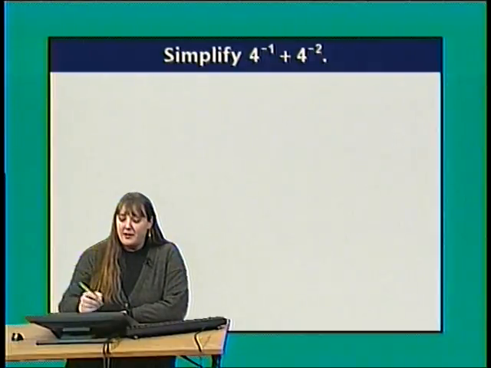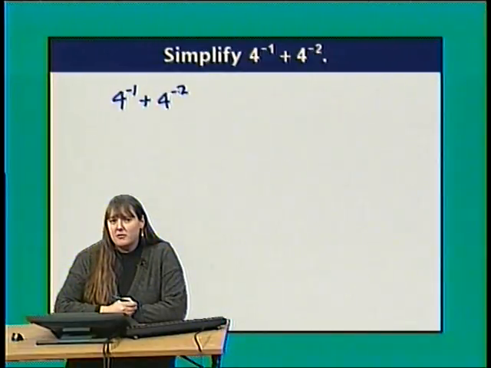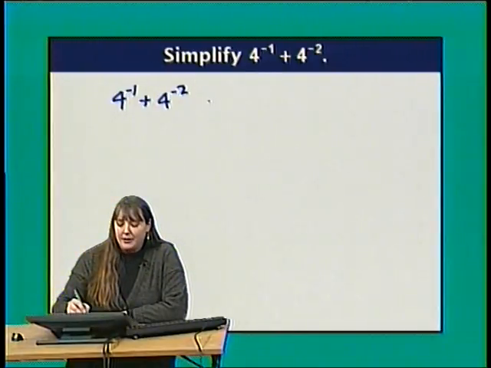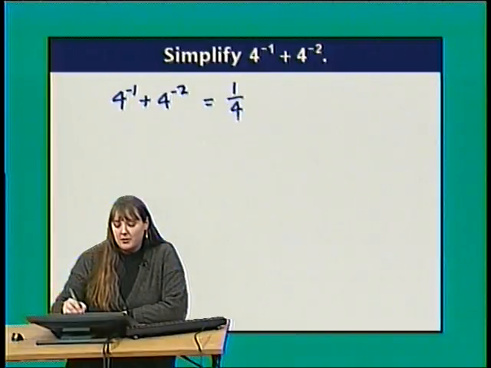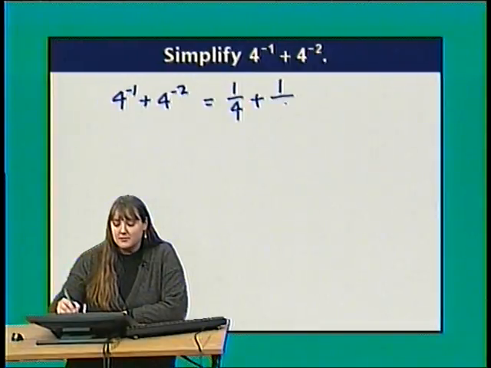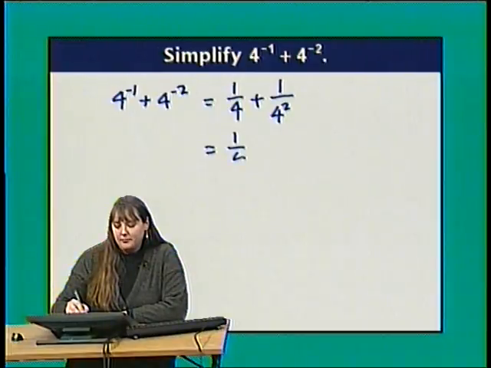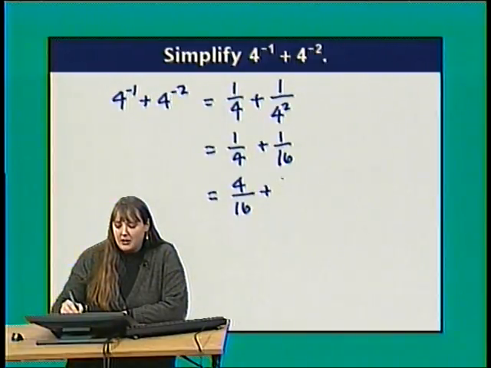Let's say we want to simplify 4 to the negative 1 plus 4 to the negative 2. Here we have to think about the order of operations. The order of operations tells me to apply exponents before adding. So 4 to the negative 1 is 1/4, plus 4 to the negative 2 is 1 over 4 to the positive 2. So I have 1/4 plus 1/16. And to add these fractions, I need a common denominator. 1/4 can be written as 4/16. And when I add 1/16, I have 5/16.